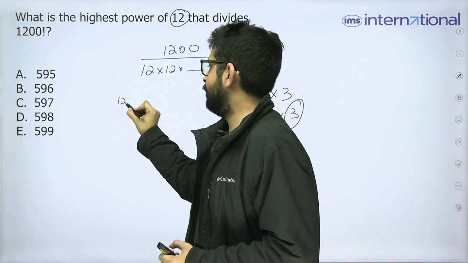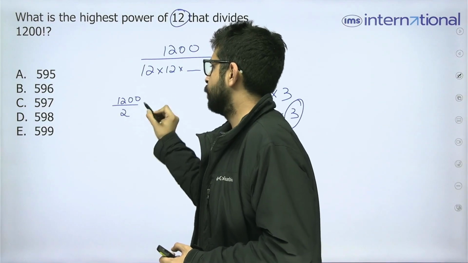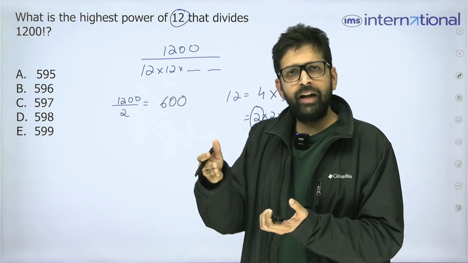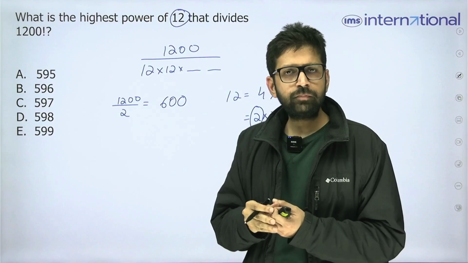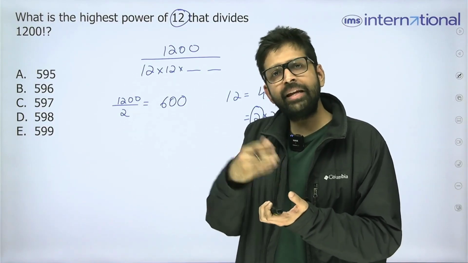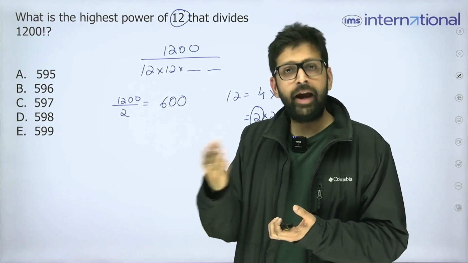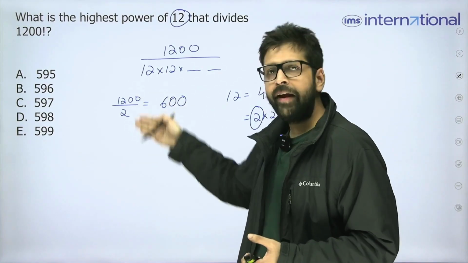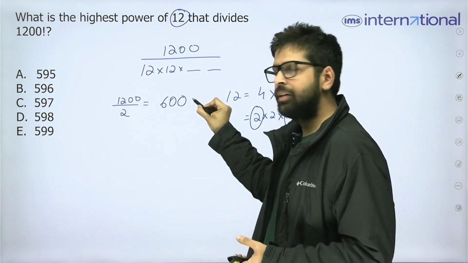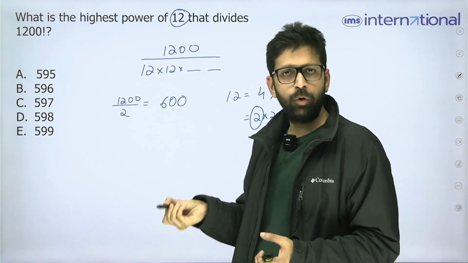So 1200 divided by 2, that would give me 600. So every second number will contribute a 2. And every fourth number will contribute 2 2s. Every eighth number will contribute 3 2s, and so on. So rather than dividing by 4, by 6, by 8, I'll start dividing this number by 2 till the time I don't get a 0.